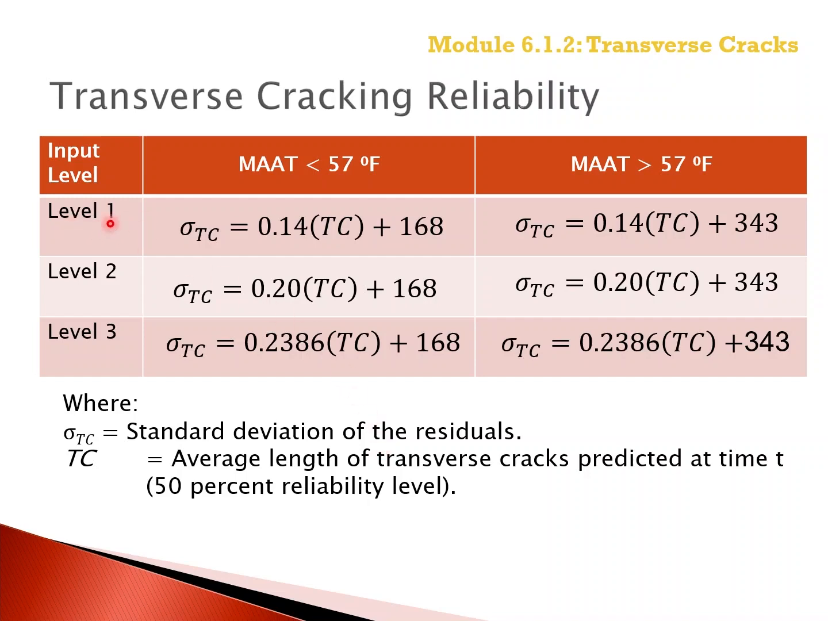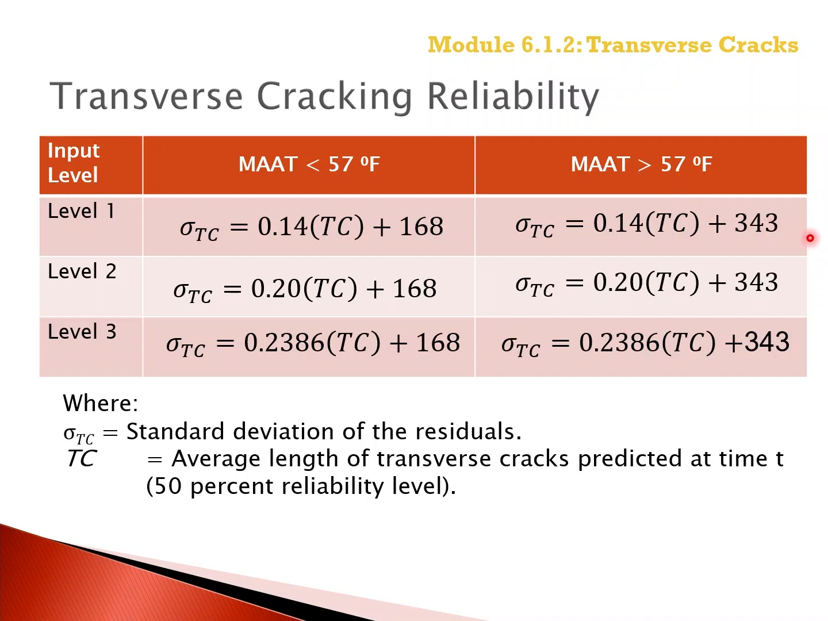So for input level 1, where creep compliance and indirect tensile strength are measured, the standard deviation of the residuals for transverse cracking for those sites with mean annual air temperature less than 57 degrees versus mean annual air temperature greater than 57 degrees Fahrenheit.